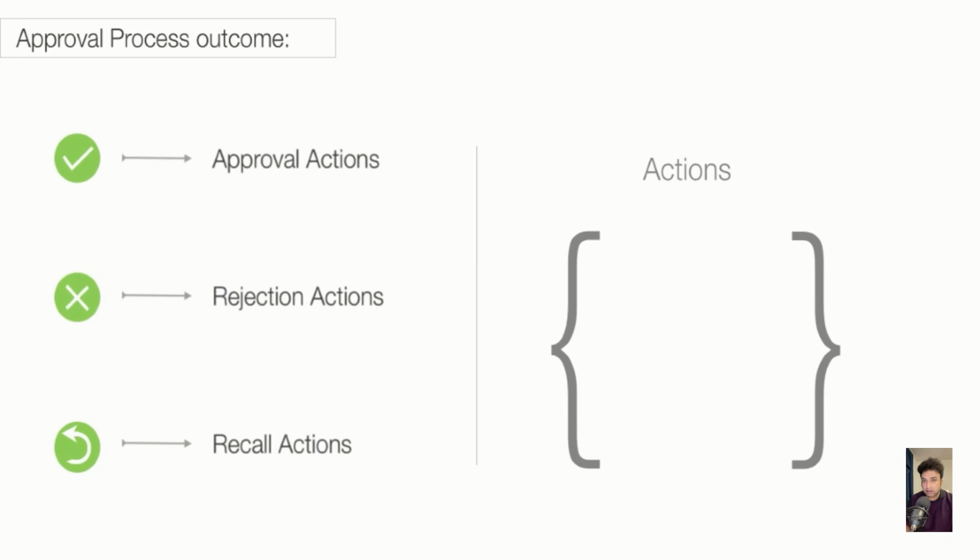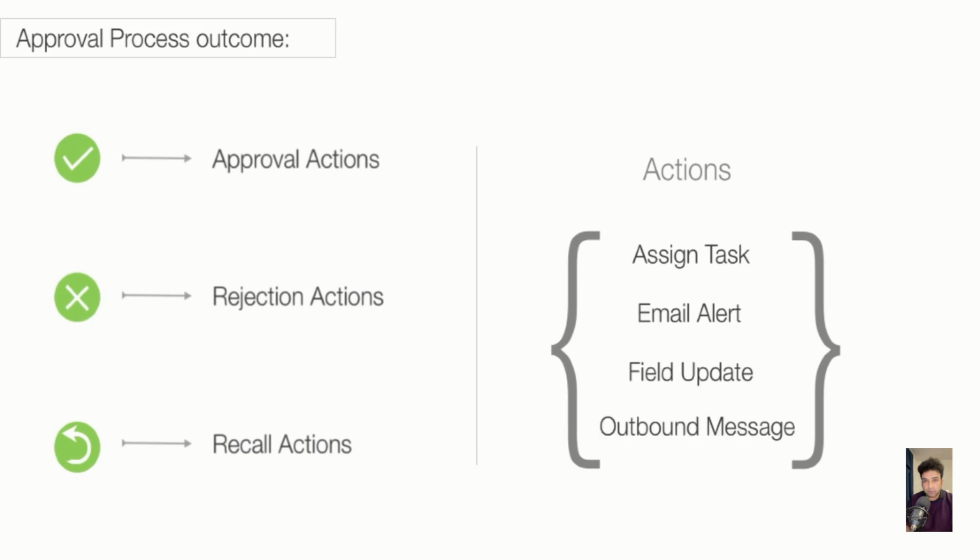An approval process can trigger the following actions, like assigning a task to someone, sending out an email, doing a field update, or even sending an outbound message. There are wizards that make it easy to customize even a complex approval process. In the next lecture, I'll talk about a scenario where we need an approval process for a recruiting app.